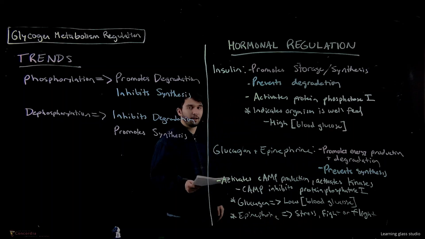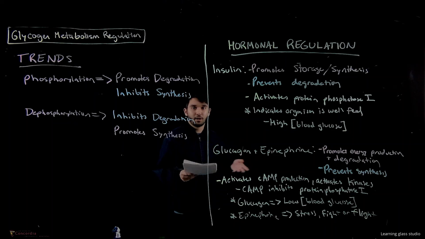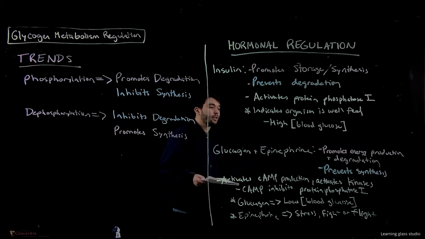glycogen synthesis. Okay, if we do not have a lot of glucose, we don't want to use the little glucose in the cell to make glycogen. We want to make ATP with that. Okay, so promote degradation, prevent synthesis.